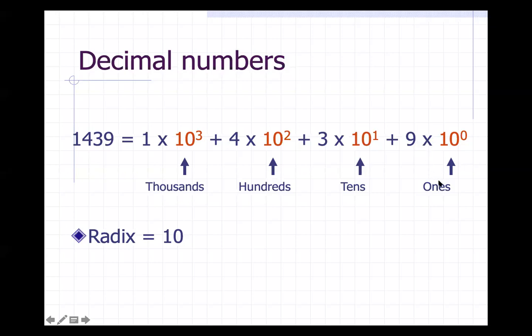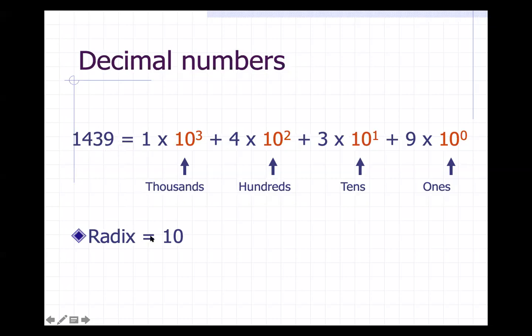This is the single one. Then 10 to the power 1 means 10. So 10 into 3, this is 30. So 30 and 9, so 39. This is 39. And the 4 means into 100. Because this is the 100 digit, this is the single one digit, this is the 10 digit, this is the 100, and this is the 1000. So this is the decimal counting system.